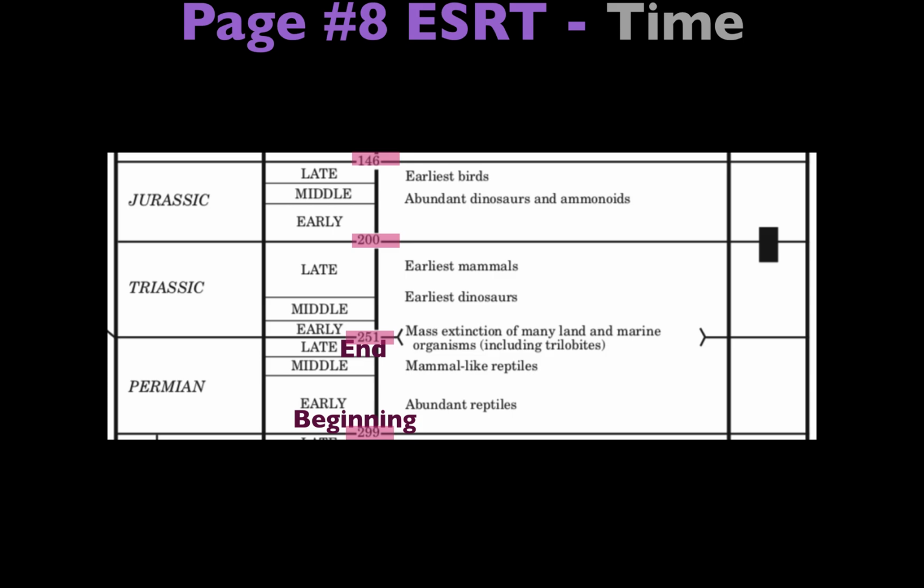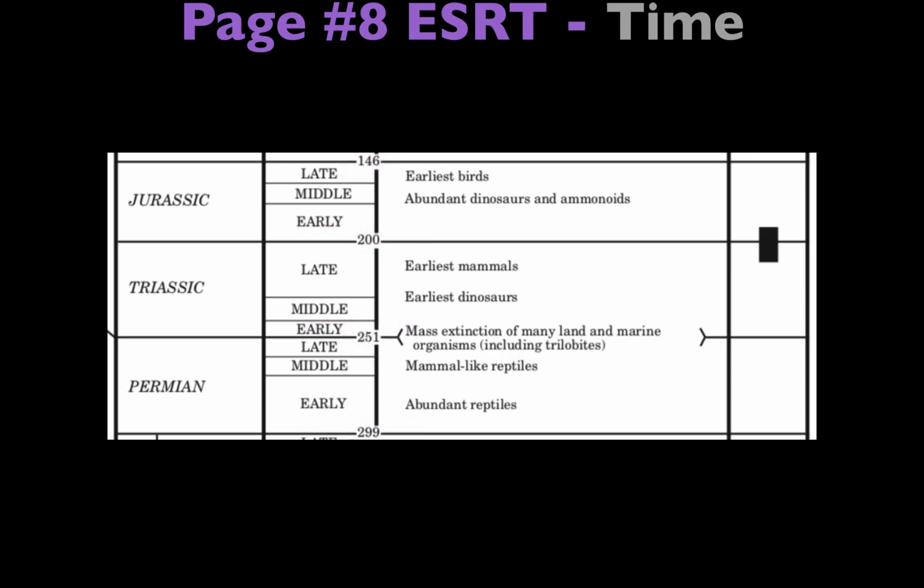But when one period is ending, another one is beginning. So as the Permian is ending 250 million years ago, the Triassic is beginning. Then the Triassic ended 200 million years ago, but that was the start of the Jurassic 200 million years ago. And then the end of the Jurassic was 146 million years ago.